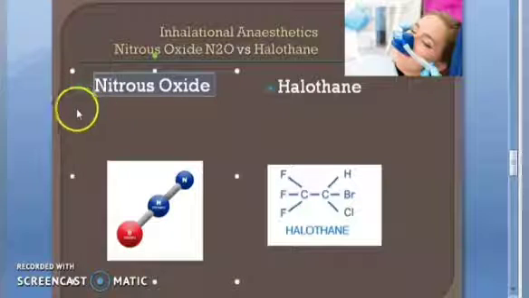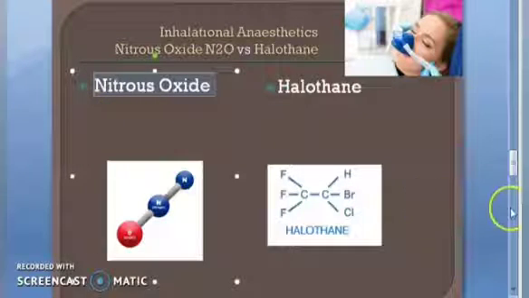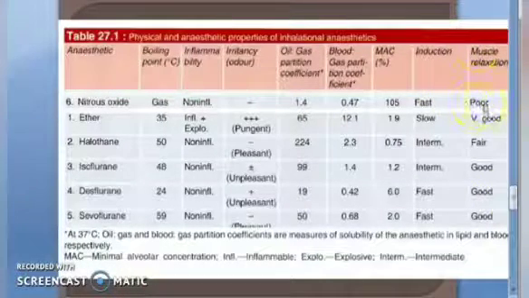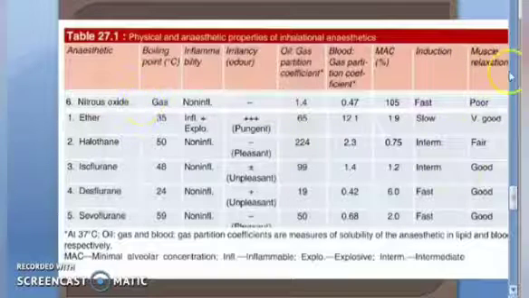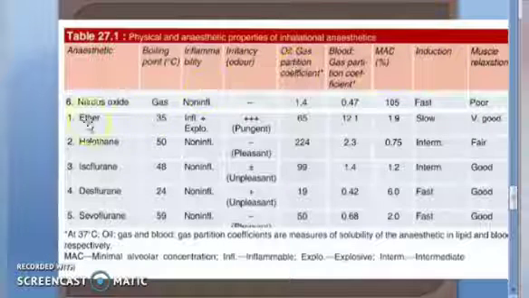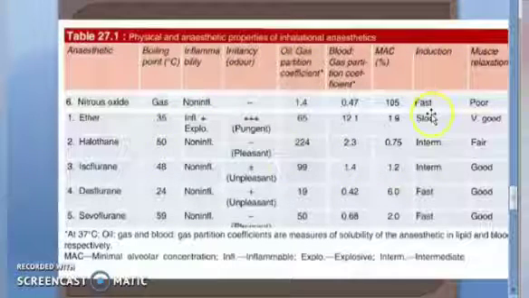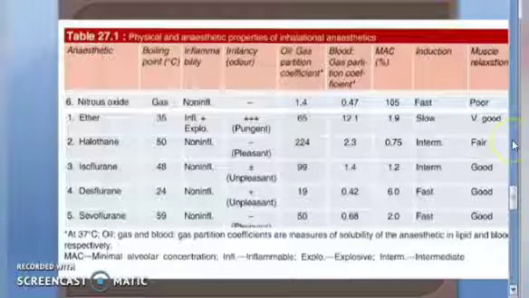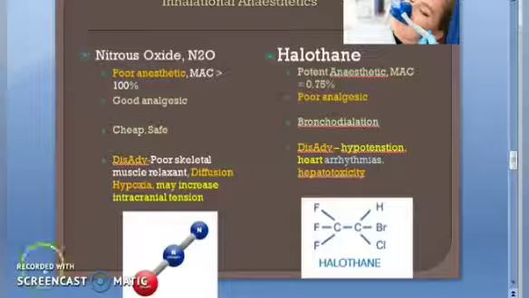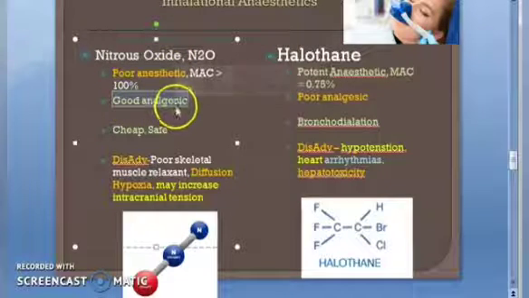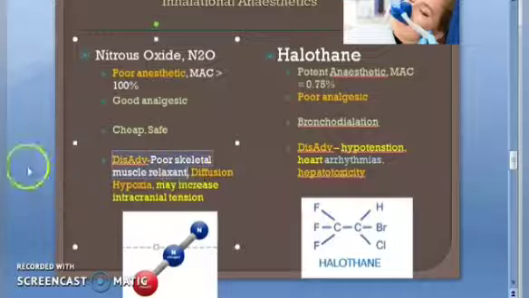It is a poor skeletal muscle relaxant. You saw that also in this table. See here, muscle relaxant, it is poor. Nitrous oxide, muscle relaxant, it is poor. Induction is fast, recovery is fast. It has got poor anesthetic property also, but it is very good analgesic. Okay. So what you understood so far? Nitrous oxide is poor anesthetic, but a very good analgesic, poor skeletal muscle relaxant.